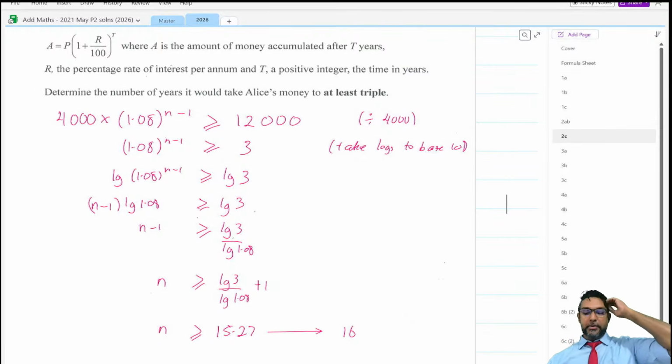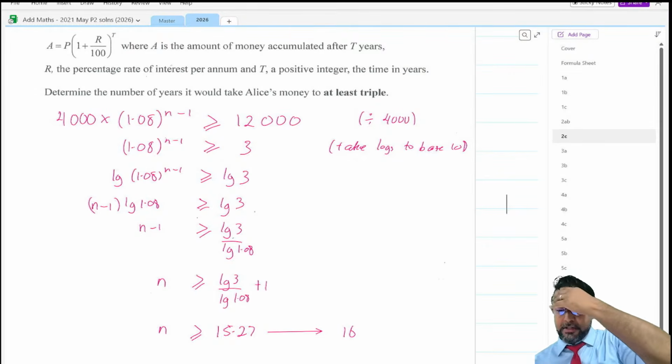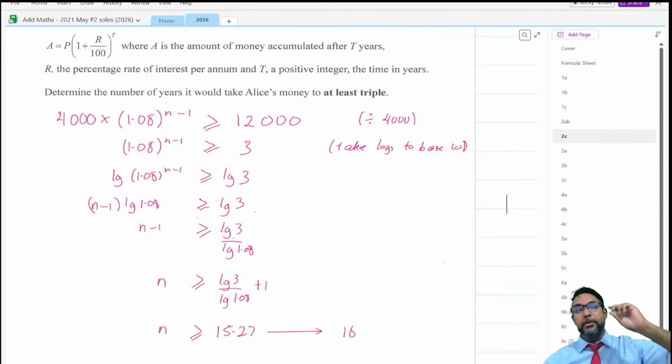Right, but remember what we're saying is if you use the formula, right? So hold on, what's the question? Determine the number of years it would take for Alice to strip. Okay, cool, hold on. So after 1 year, all right, here's what to do.